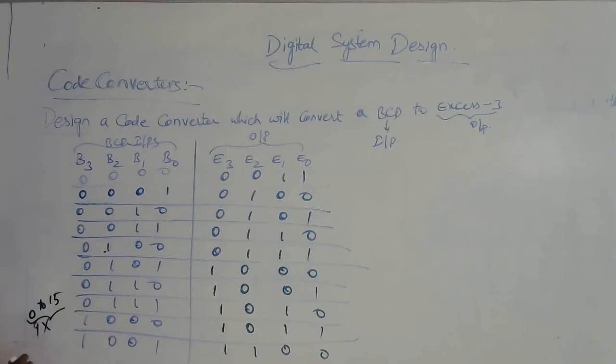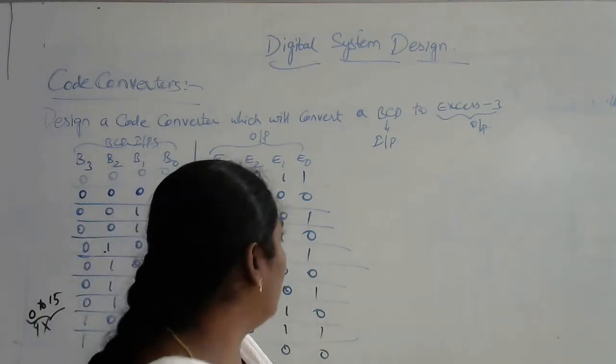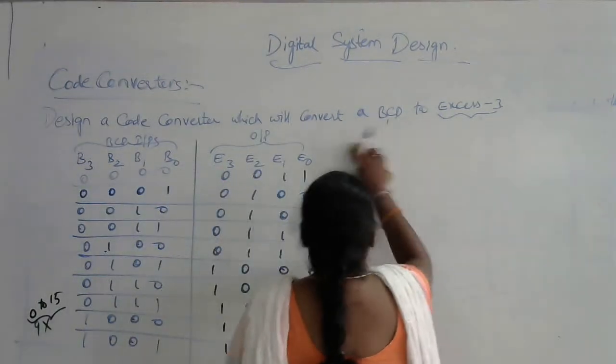10 to 15 are not there. So whichever combinations are not present at the input side, those combinations are called don't care cases. So here, first we need to draw the K-map for E3, E2 and E1.